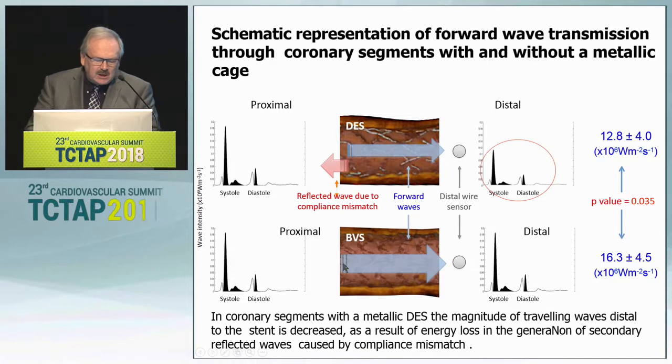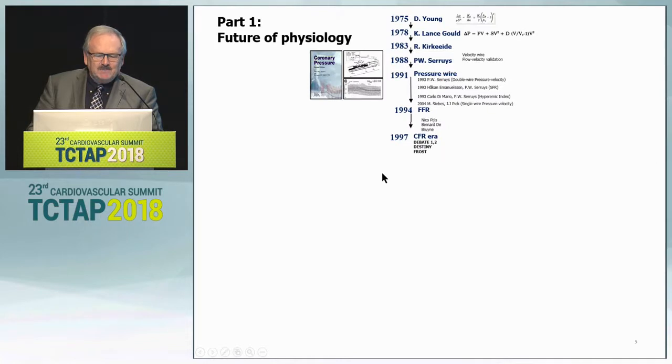And recently, comparing DES and BVS, the only thing that we could demonstrate as a difference between the two technologies is the fact that these forward and backward waves are somewhat different in the BVS, because the BVS is undoubtedly more compliant than the metallic stent.